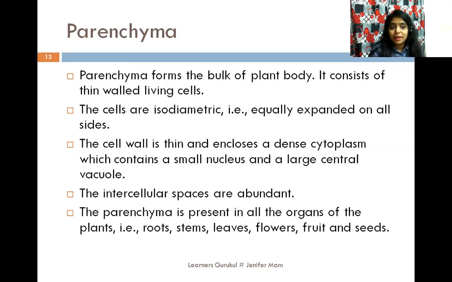The parenchyma forms the bulk of the plant body. It consists of thin-walled living cells. Here you can see the cells are isodiametric and equally expanded on all sides. The cell wall is very thin, and it has a dense cytoplasm, a small nucleus, and a large central vacuole. The intercellular spaces are very abundant, and this type of parenchyma is present in the organs of plants: roots, stems, leaves, flowers, fruits and seeds. Everywhere these tissues are present.